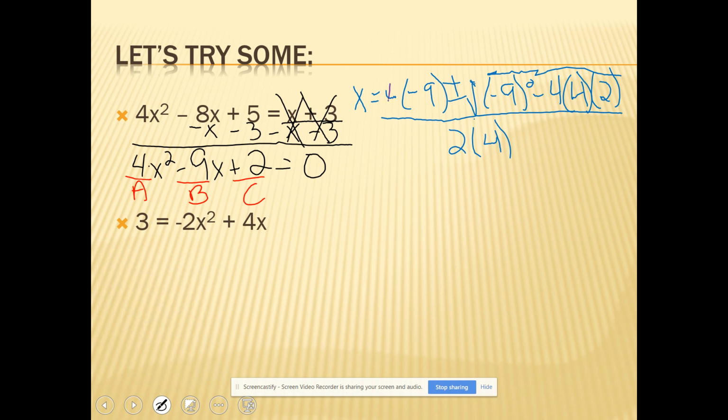I'm going to start over here. The -9 becomes +9, plus or minus. The negative 9 squared is a positive 81. So we have 81 minus 4 times 4 is 16. 16 times 2 is 32. So the square root of 81 minus 32, which is going to be 49, all over 2 times 4 is 8.